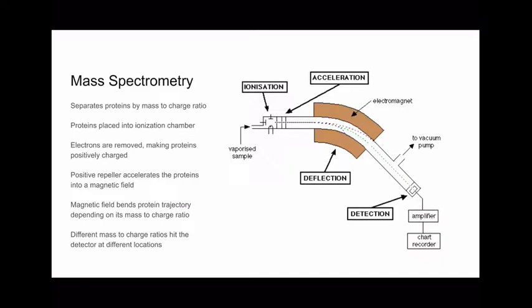Then, a positively charged repeller pushes the sample and accelerates it into a magnetic field. The magnetic field deflects the path of each particle that passes through it to a degree that depends on the magnitude of its charge. Therefore, molecules with higher mass to charge ratios will be deflected less, and different mass to charge ratio samples will hit the detector at different locations. So the detector is able to distinguish between different proteins that are separated by just one amino acid in overall mass. And that concludes protein identification.